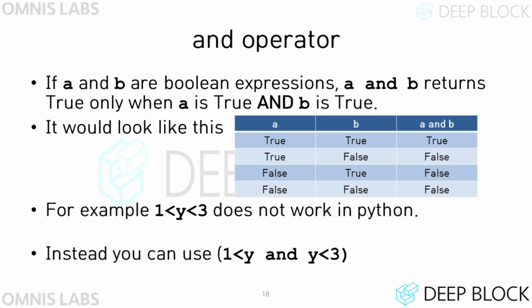You can check the evaluation result of the expression A and B according to the values of A and B in the table. As you can see, A and B evaluates to false except when both values are true. Here's an example case of using the AND operator. In math, if a number is in a certain range, we express it in the form A is less than B is less than C.